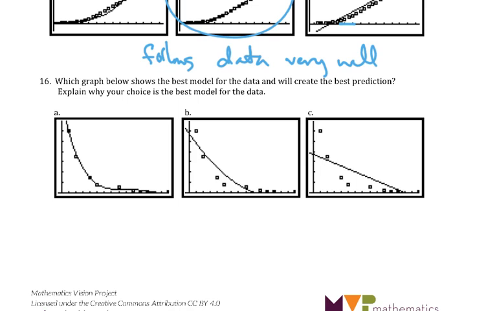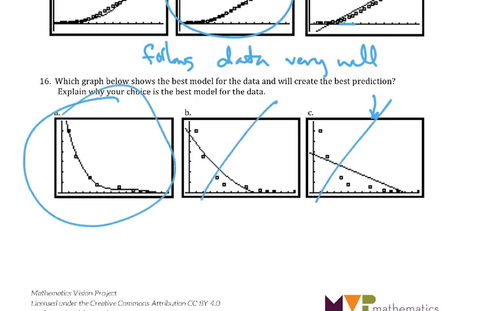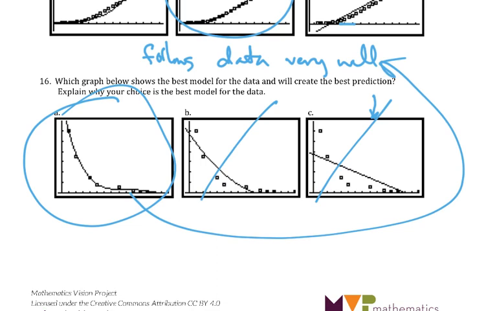And the last one, 16, which graph below shows the best model for the data and will create the best prediction again. Okay, so looking at this one, if we were to do a linear, it would look like that, but that doesn't look like the best fit, does it? Neither does B, so it definitely has to be A. Again, it's following that data to the best ability there. Okay, there we go, guys.